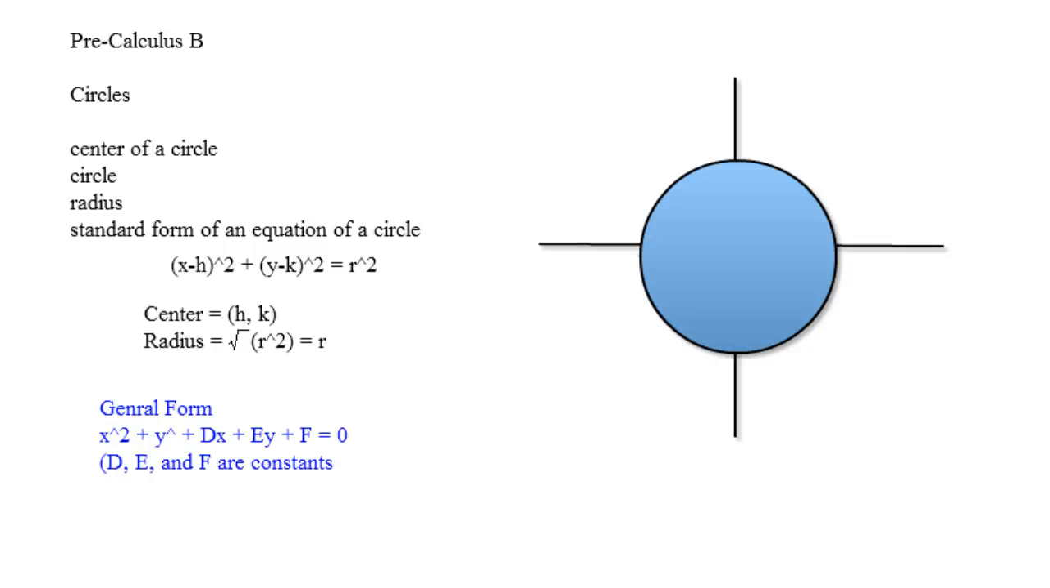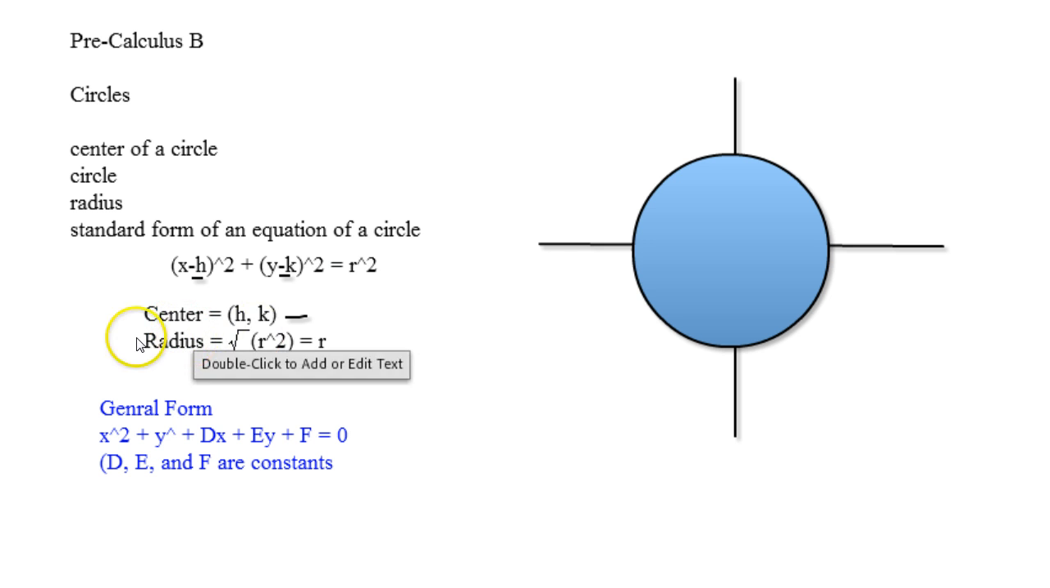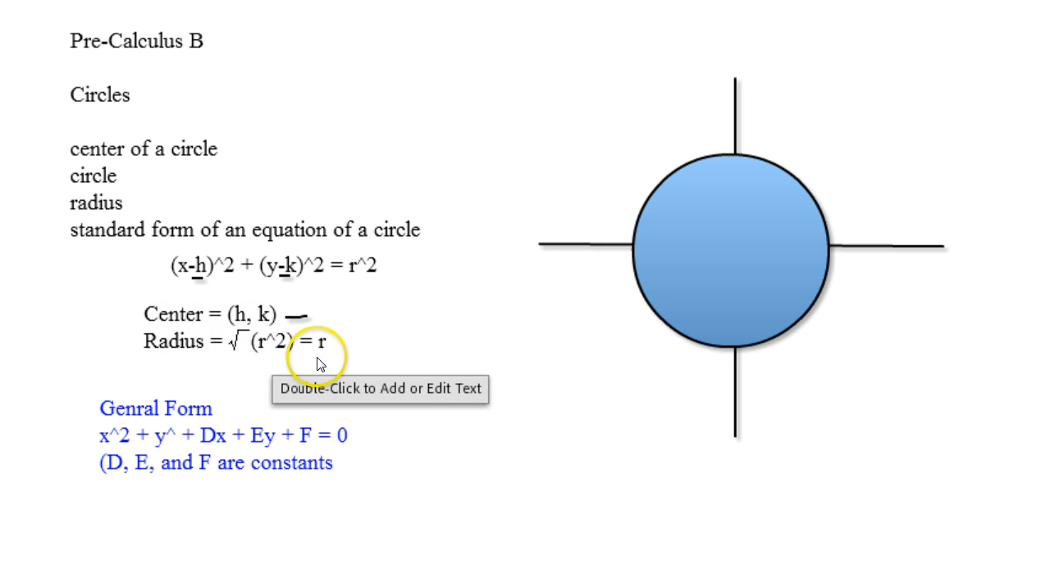Alright, so today we'll be talking about circles. We'll be talking about the center, the circle itself, the radius, and the standard form of the equation of the circle. The standard form is x minus h squared plus y minus k squared equals r squared, where the center is (h, k) and the radius... let me emphasize that h and k are going to be opposites, and that's going to be a common recurring theme for conics. So please understand that. And radius is going to be the square root of r squared, which is r.